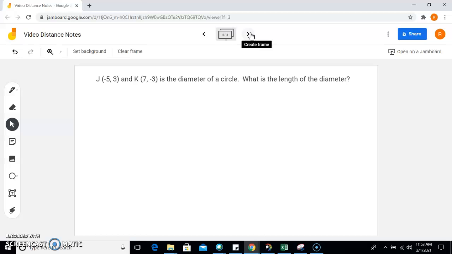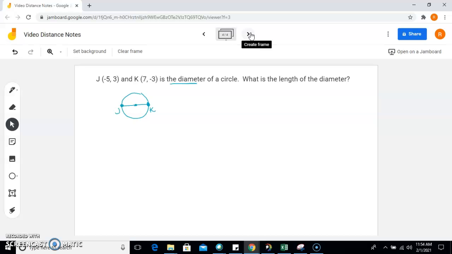Now the last example is a word problem. It says J at -5, 3 and K is at 7, -3. It's the diameter of a circle. Diameter goes straight across the circle passing through the center. So they're saying this would be my J and this would be my K.